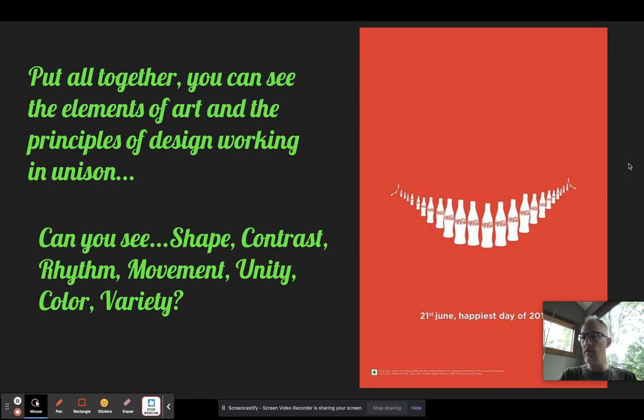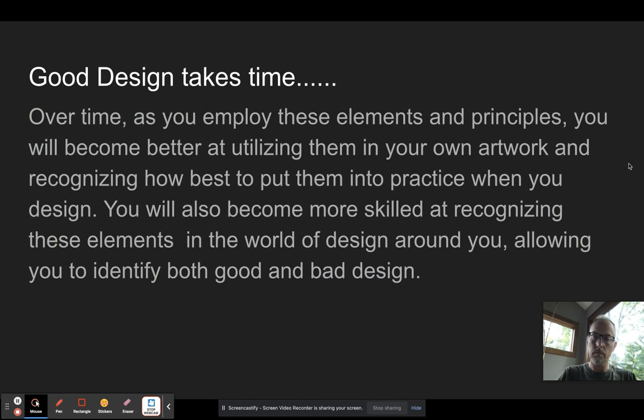How are they using color in this ad? Is it effective? Seeing that Coca-Cola red, as we mentioned before, does that help you identify it with the shape of the bottle? Does it identify with the product? And variety, is there enough variety in this piece? Do you see how we have used not only the shape, but the color and the contrast and the movement to create variety so that we can identify our product? Is it successful with all those things? So, good design takes time.